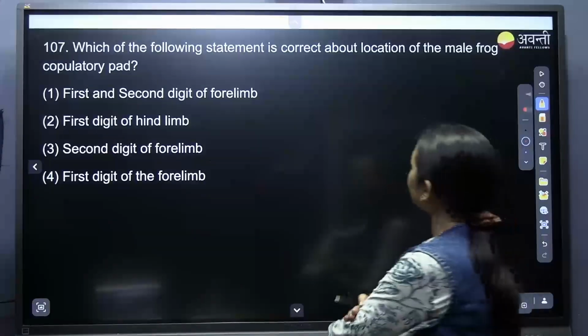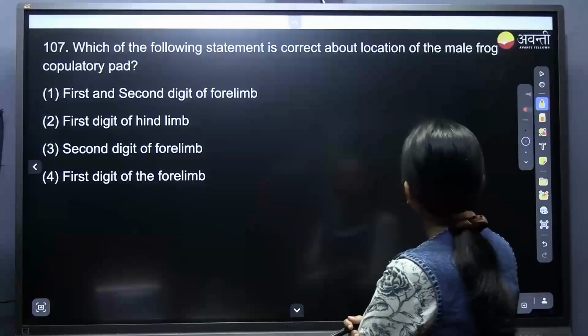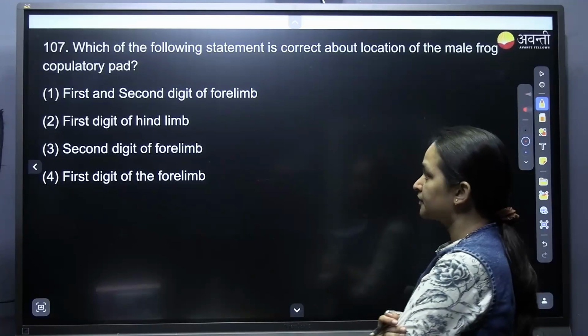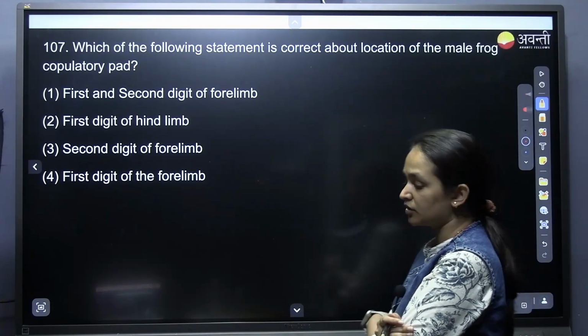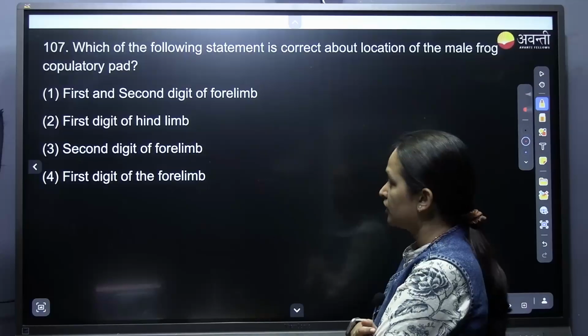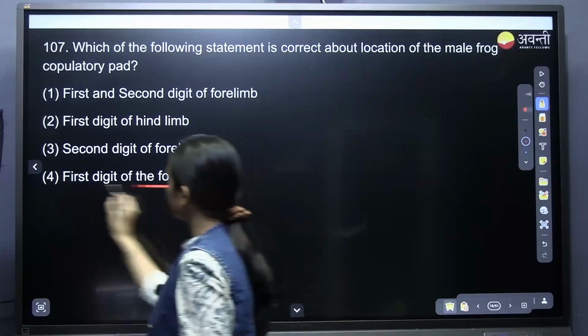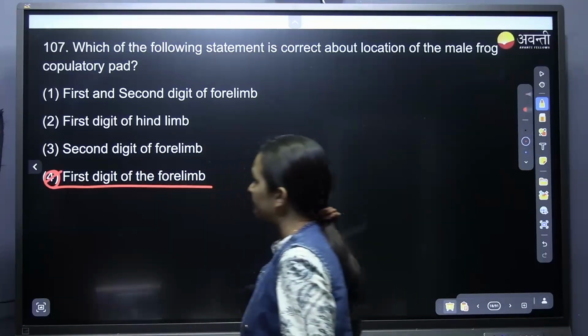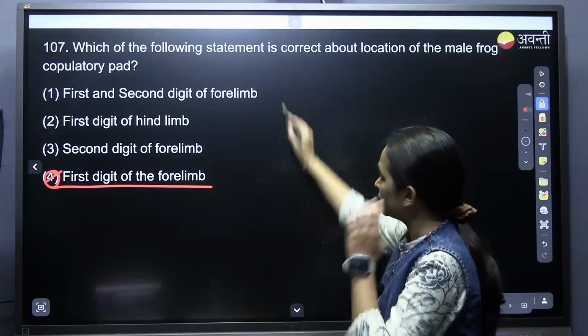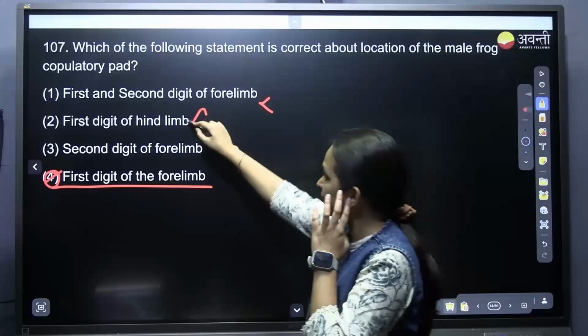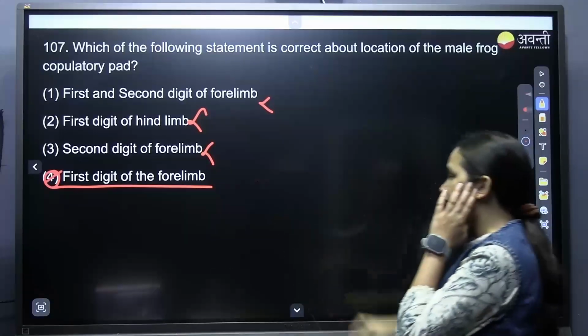Which of the following statements is correct about the location of the male frog's copulatory pad or nuptial pad? First digit of the forelimb. Not hind limb, not second digit. It is the first digit of the forelimb.